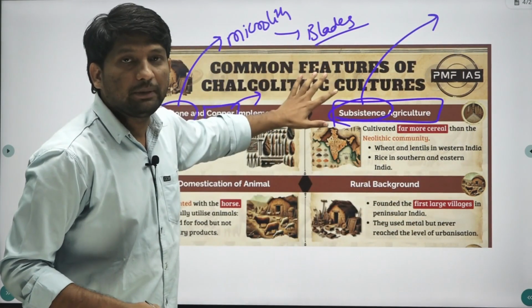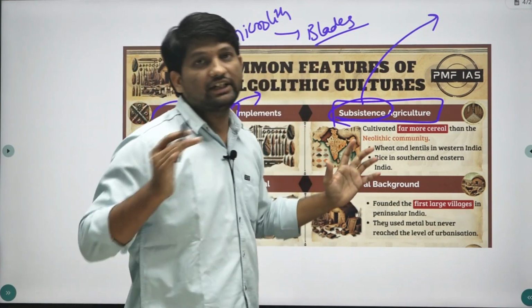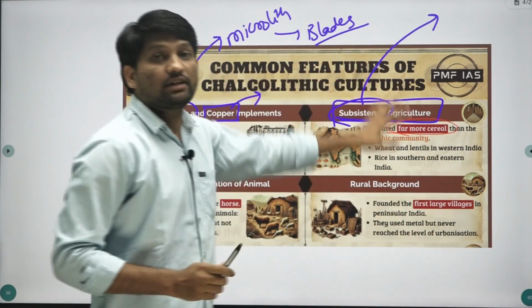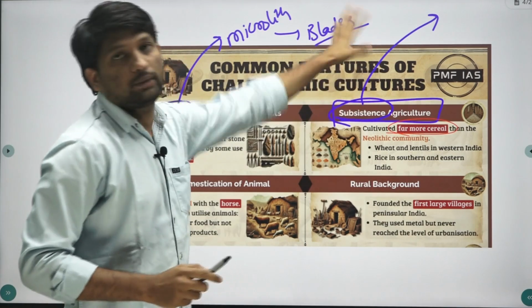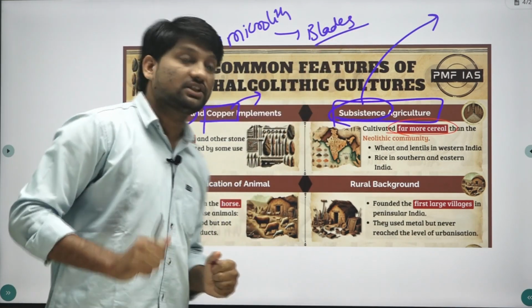These were the backward people in terms of technology, and if you compare with the Neolithic phase, they are producing more cereals as compared to the Neolithic, but still they are not producing any surplus food grain. So they were just doing subsistence agriculture.